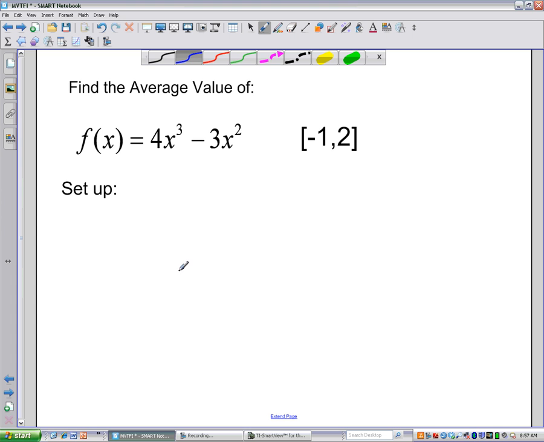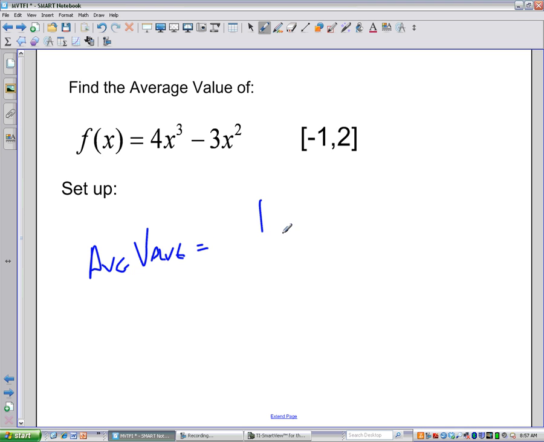Here's the thing I'm going to show you that you're probably really going to like. It's called the setup. If I want to find the average value, I do what we call the setup. The setup is we write the equation down: 1 over 2 minus negative 1 times the integral from negative 1 to 2 of 4x cubed minus 3x squared dx. That's called the setup.